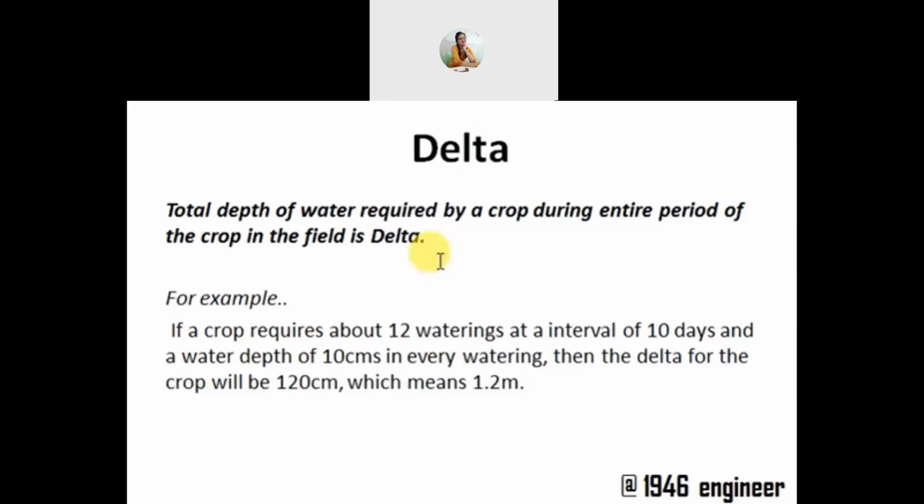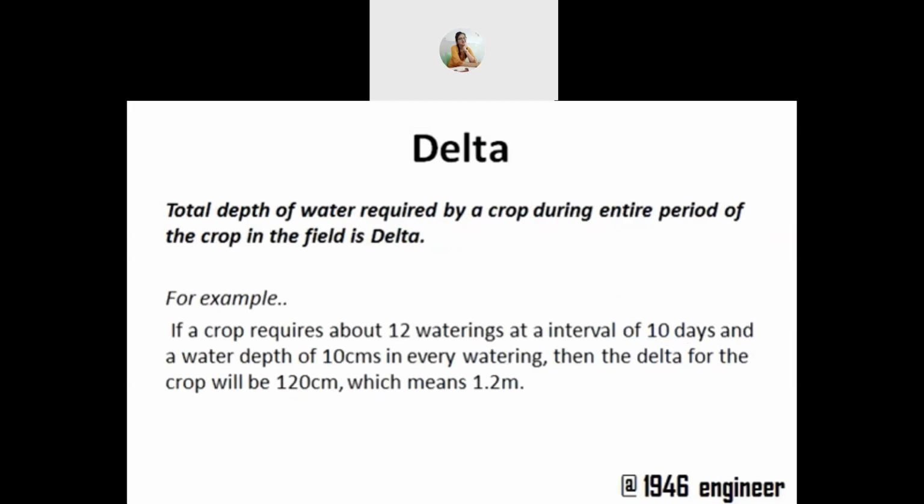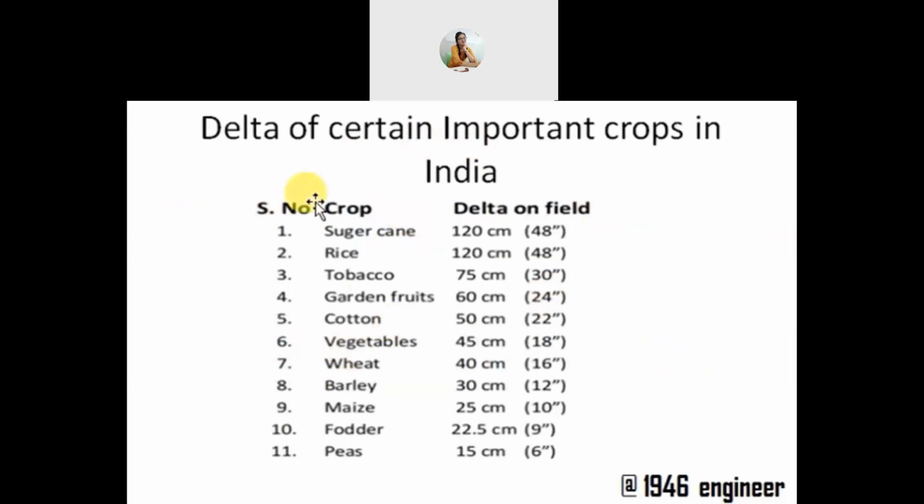So let's revise. Duty means the area that can be irrigated with 1 unit of water. And the total quantity of water required by a crop is known as delta. And here is some important data, the delta of certain important crops in India. Please take a note if you like.